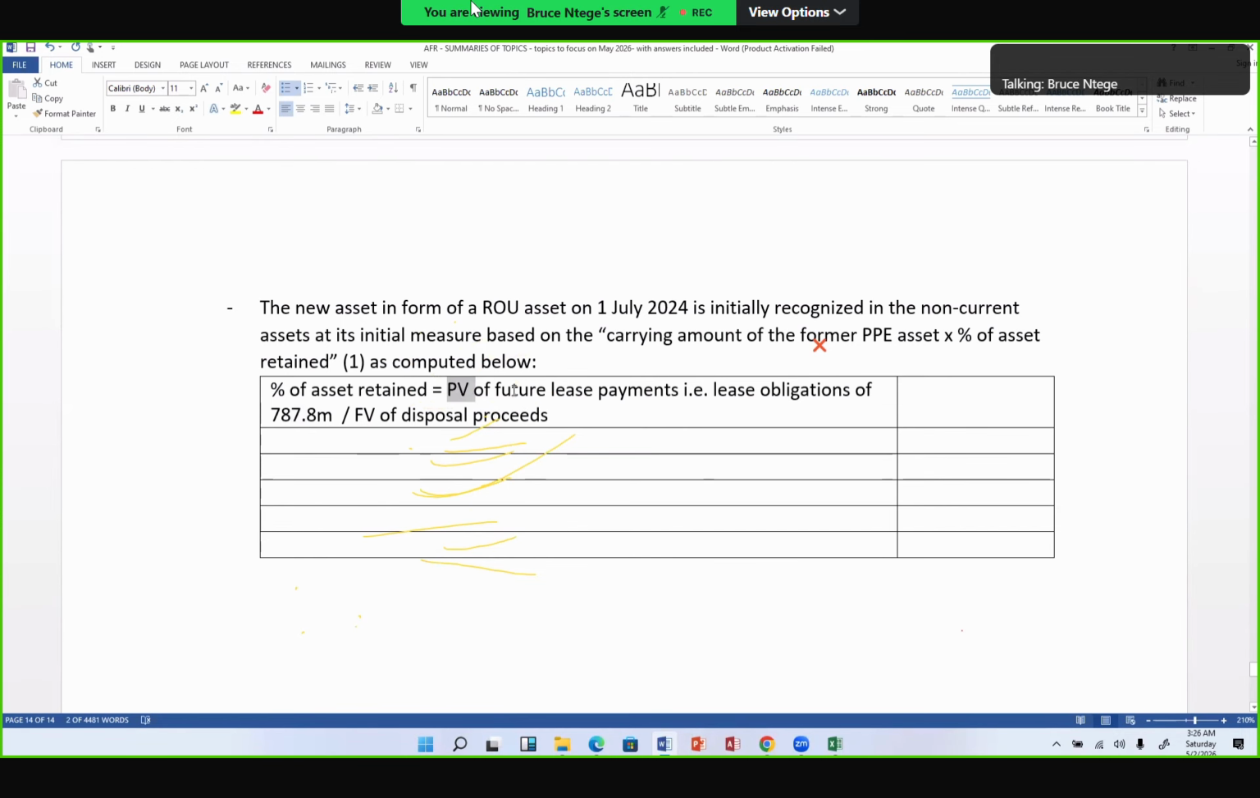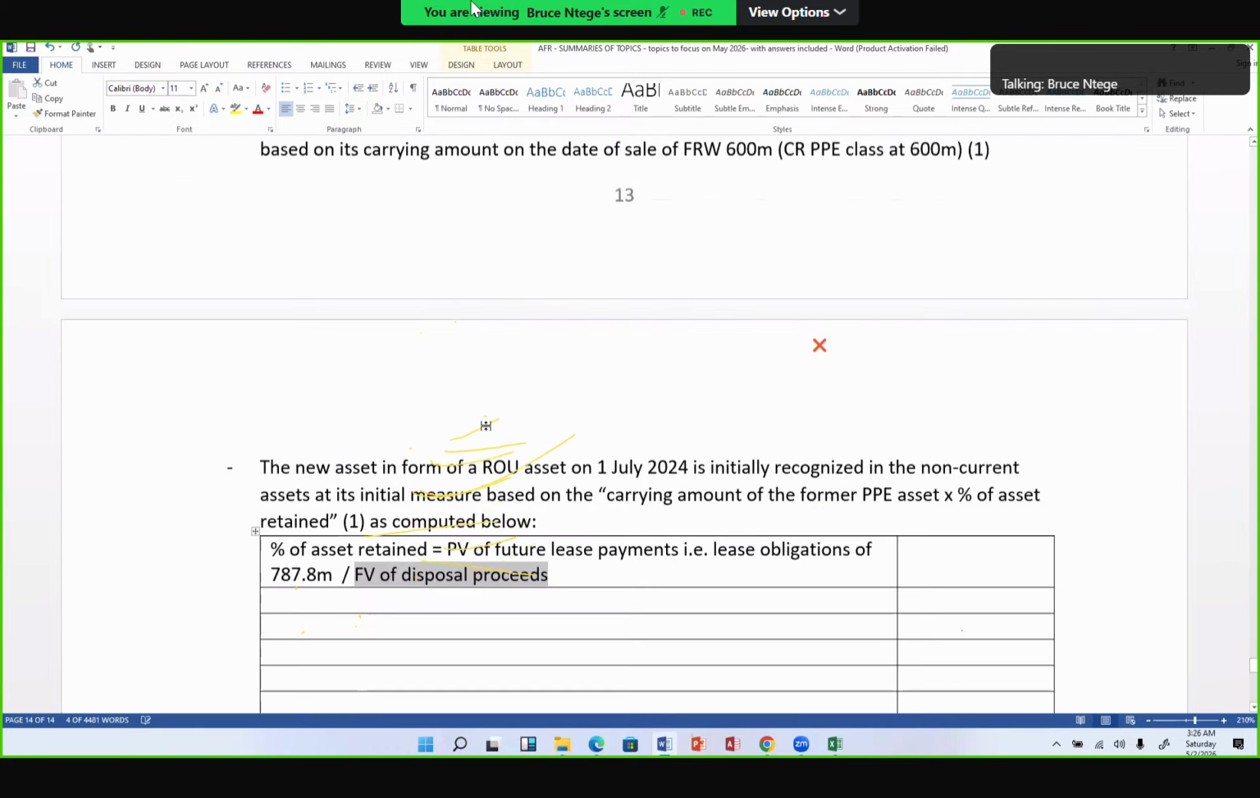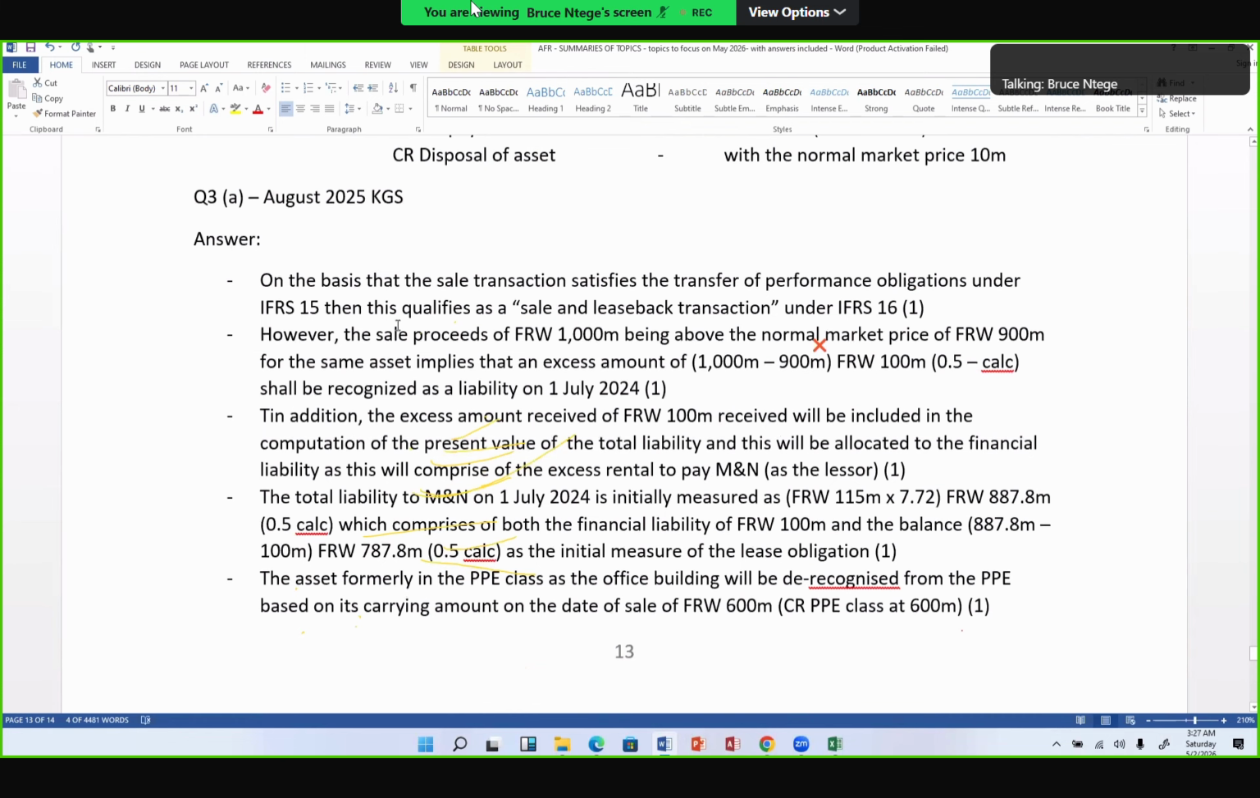So either the student struggles to get that numerator. If you get it right, you may also struggle to get the denominator. What's the fair value of the disposal proceeds? The student may say, I think the money we received was 1,000. Those are the sales proceeds. No, the normal market price of the asset is the fair value. The fair value of the disposal proceeds is 900.